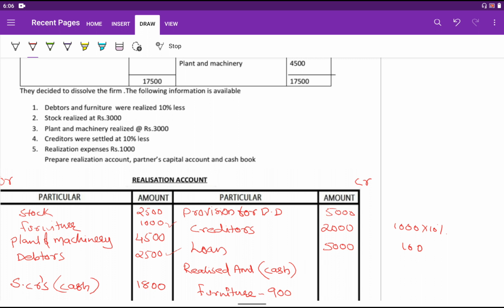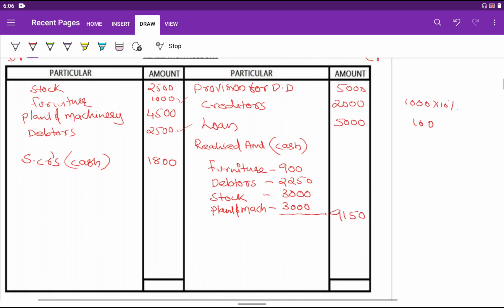Next transaction is realization expense of 1000. That also we will write on the debit side of the realization account. Realization expense we also settle through cash, right? So we will write cash. So 1000 is the realization expense.